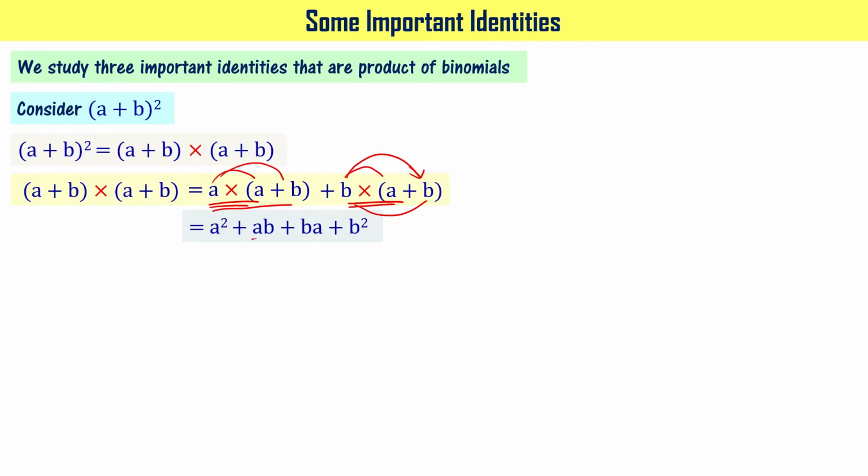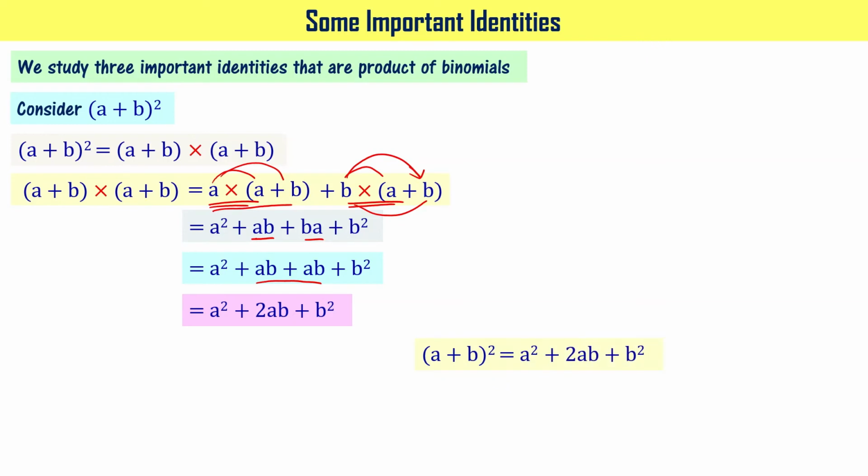ab and ba are same. Actually, a times b equal to b times a. That's why we can write it as ab plus ab. That's what I have written here. So now I can write it as a square plus 2ab plus b square. What we have now got is a plus b whole square equal to a square plus 2ab plus b square.